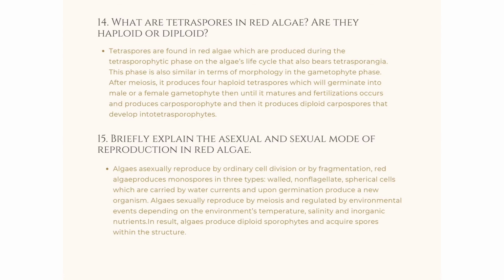Briefly explain the asexual and sexual mode of reproduction in red algae. Algae is asexually reproduced by ordinary cell division or by fragmentation. Red algae produce monospores, which are walled, non-flagellate, spherical cells carried by water currents, and upon germination produce a new organism. Algae sexually reproduce by meiosis, regulated by environmental events, depending on the environment's temperature, salinity, and inorganic nutrients. As a result, algae produce diploid sporophytes and acquire spores within the structure.